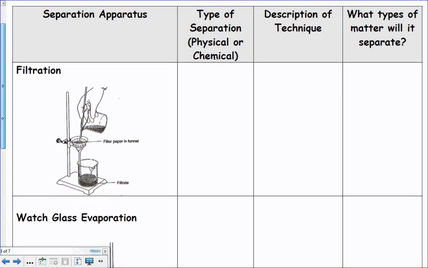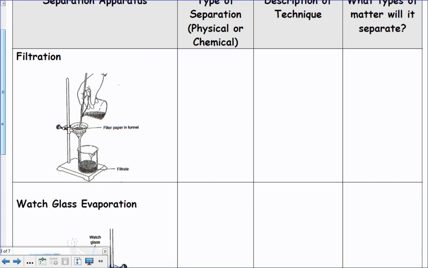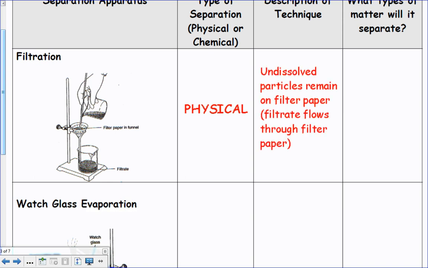So our first type of standard separation is filtration. I use filtration for physical separation. There's a piece of paper in the funnel. I'm pouring the liquid down the stirrer so it pours directly in. In the bottom I get liquid, and the solid stays up top. The undissolved particles remain in the paper. It's used to separate sand and water, heterogeneous.